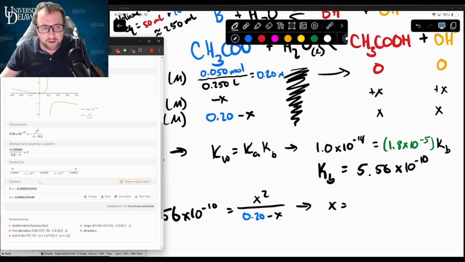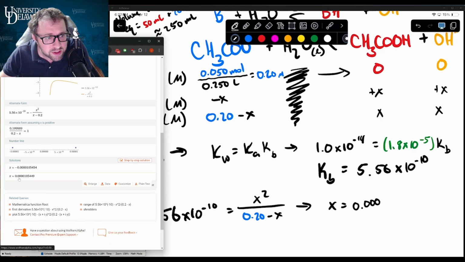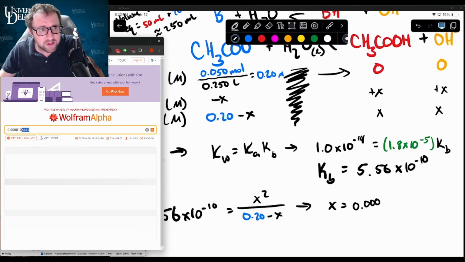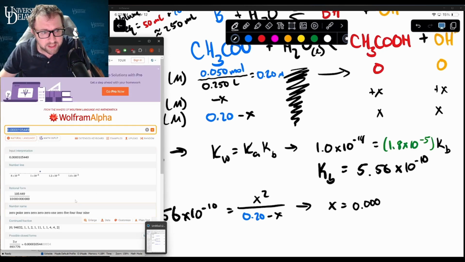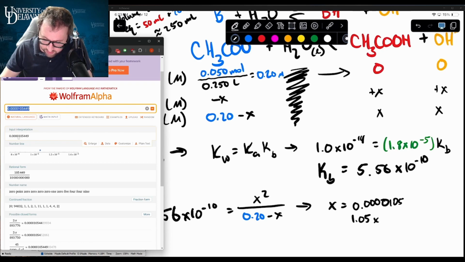And we get a very, very small root. We get 0.000... how many zeros is that? Let's just take that, I was really hoping it would convert this to scientific notation. I think we have 4 zeros there: 1, 2, 3, 4. We could write that as 1.05 times 10 to the minus 5.